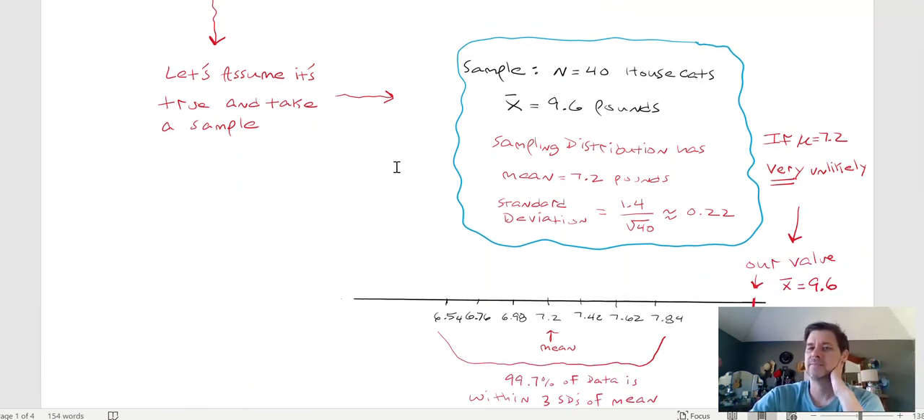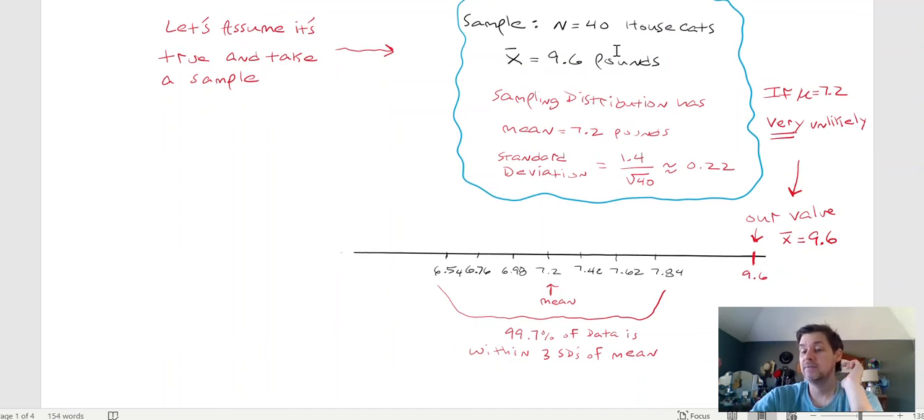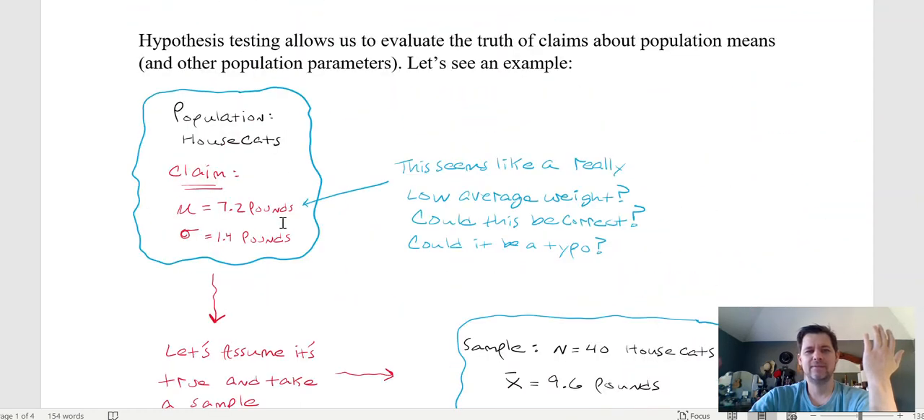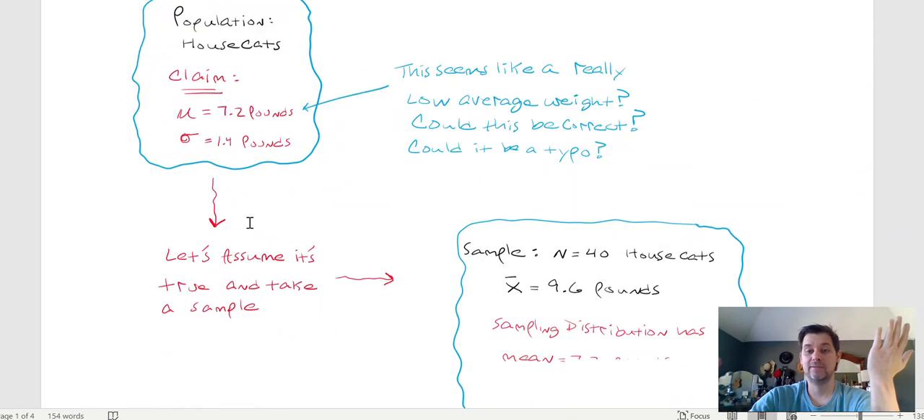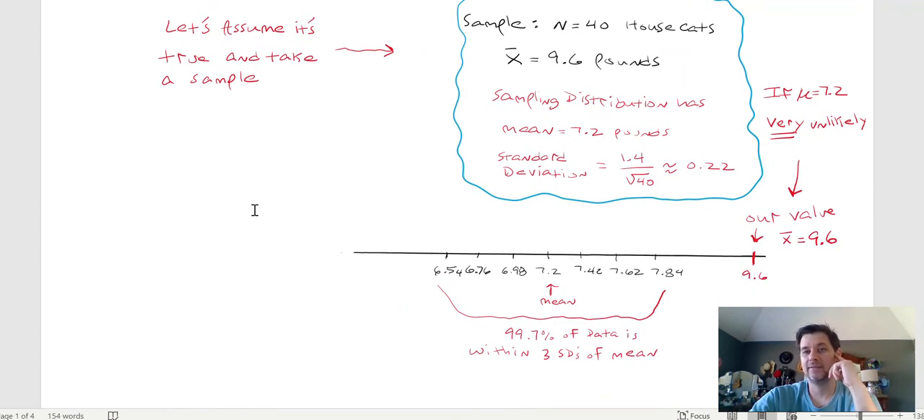So I might do like this. I might say, all right, I took a sample of 40 house cats, and I found the average weight of that sample to be 9.6 pounds. Okay. And my first thought was, well, that seems pretty heavy in my sample if the average for the whole population is 7.2. Okay, but I guess that doesn't prove anything by itself.